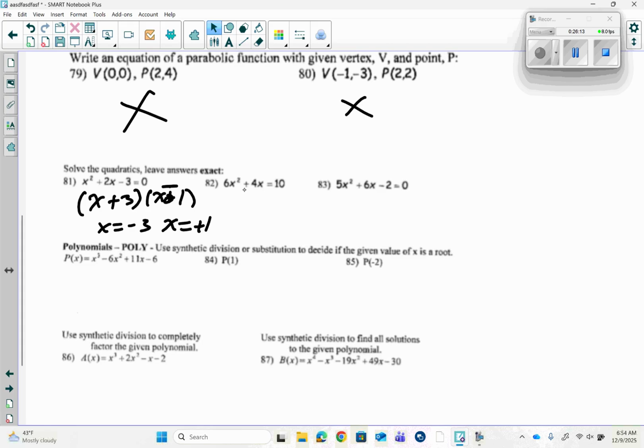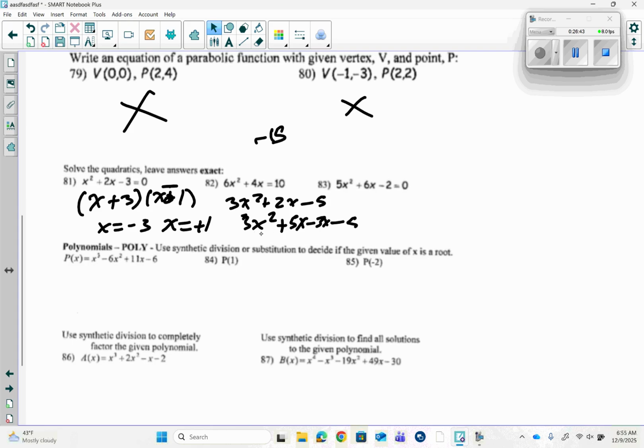Solve this one, so let's divide everything by 2. The 10 divided by 2 is 5, so minus 5. So you're going to get 3x squared and minus 5. All right, what are your numbers multiplied to give me negative 15, add to give me 2? So I'm going to get plus 5x minus 3x.